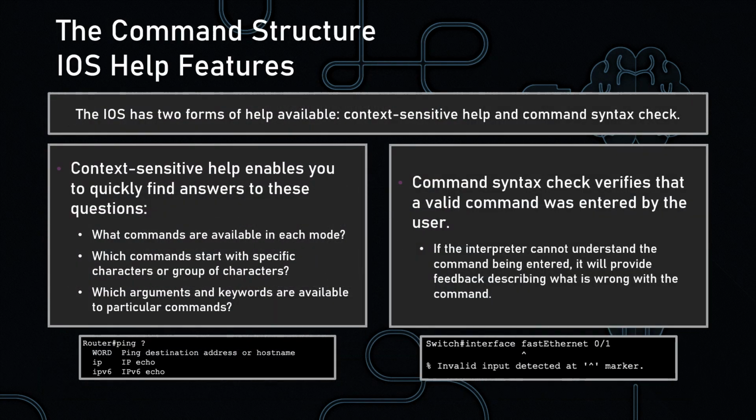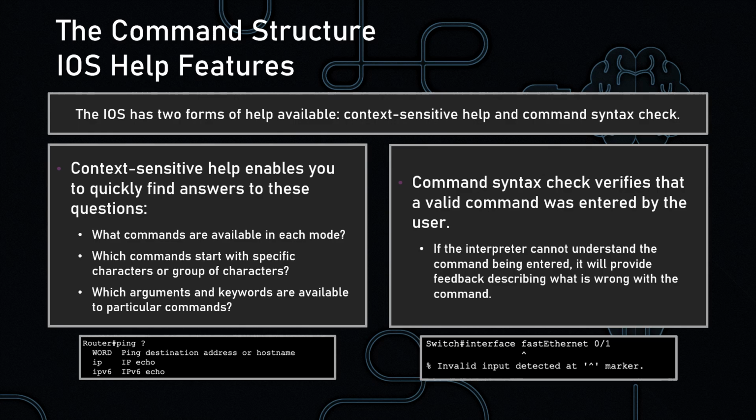IOS has two forms of help available, and this is what I've been kind of hinting at, if you will: context sensitive and command syntax check. Context sensitive help lets us find answers to questions like what commands do I have access to based on the mode? What commands start with a particular character or group of characters? Or I know what keyword or command I want to use, but I don't know what the parameters are to activate it. For example, if you wanted to set up the clock and you typed in the word clock and hit question mark, it would tell you what the next parameter is. You would do it sequentially: clock, set, and then you start doing your arguments to pass that through.